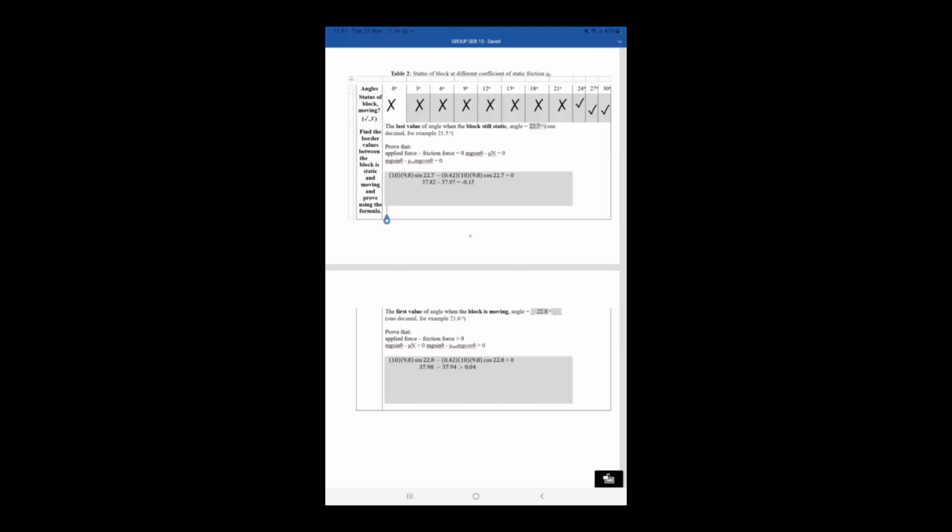Table 2, status of the block at different angles. From angle 0 until 21 degrees the block was not moving, and from 24 degrees until 30 degrees it was moving. The last value of the angle when the block is still static is 22.7 degrees.